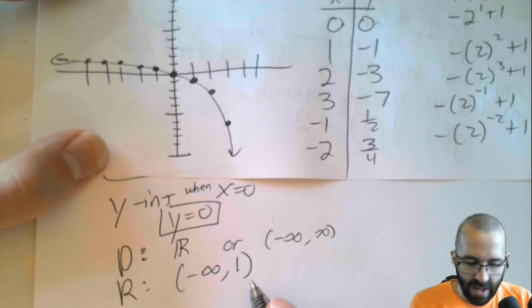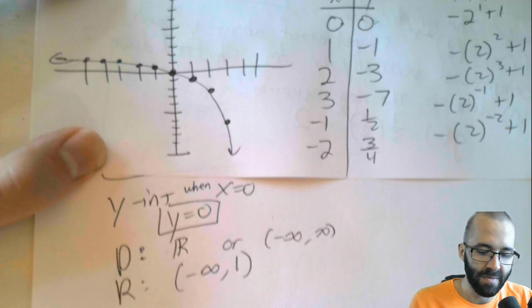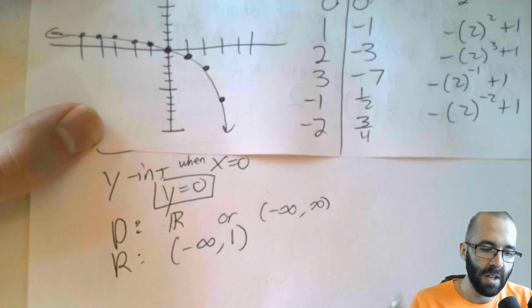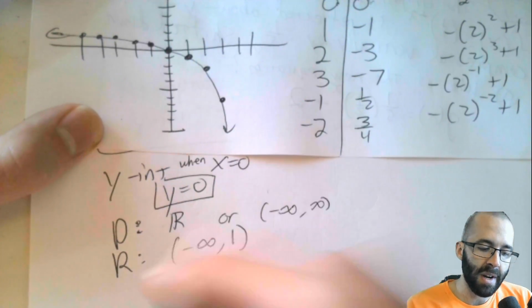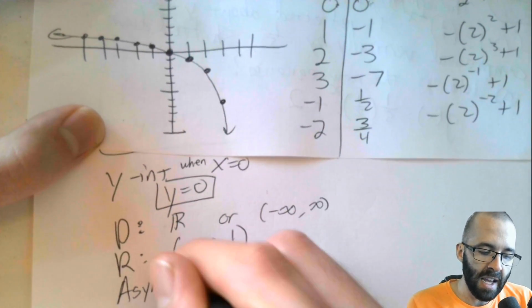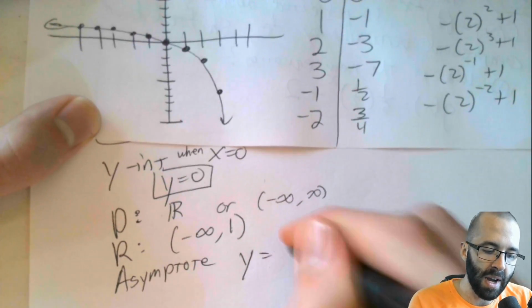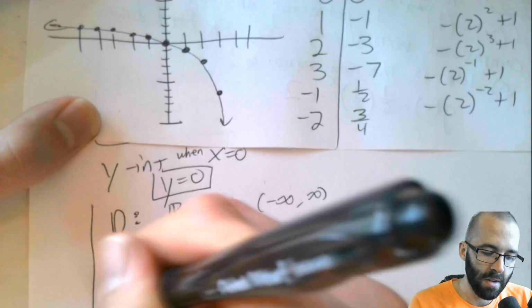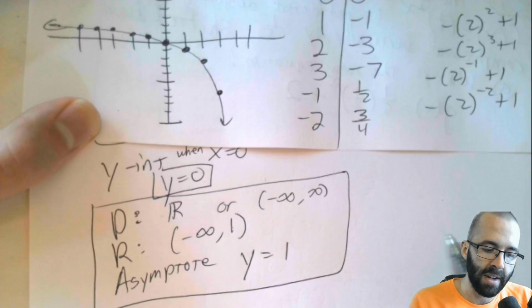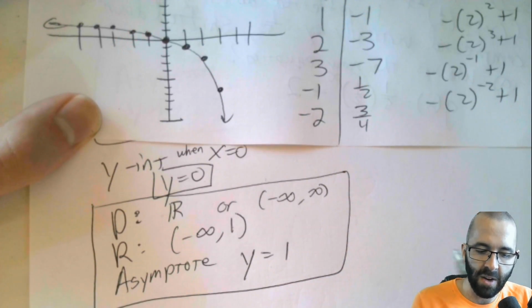And this video is way longer than I thought it was going to be. And the asymptote is always at the edge of the range. As soon as you know your range, you know your asymptote here. It's going to be y is equal to positive 1. All right. So that's answering everything for that question.